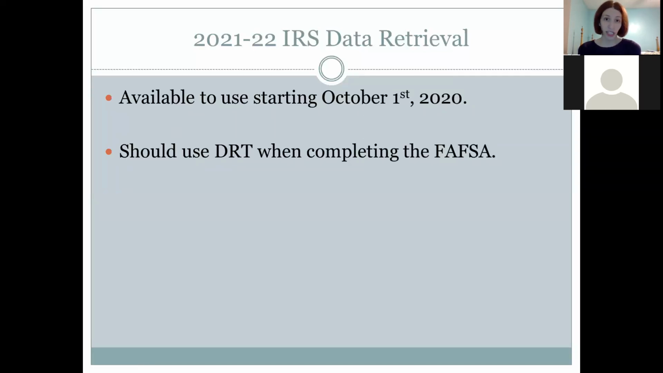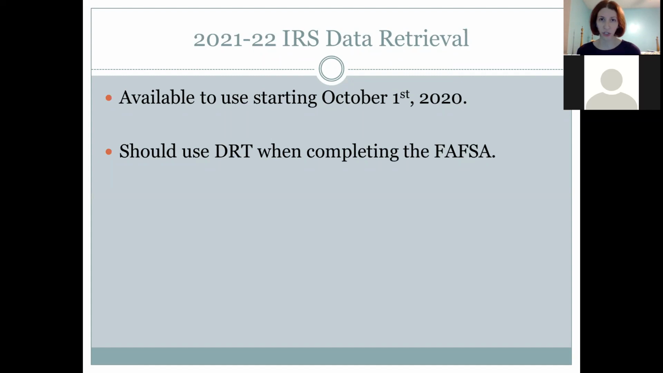It'll tell you the fields that are being transferred, but you and the student won't be able to see the amounts that are being populated. We, on the financial aid administrator side, can see all that information, but for security purposes, it won't just automatically populate up on what you're filling out. But again, I highly encourage that you use this.